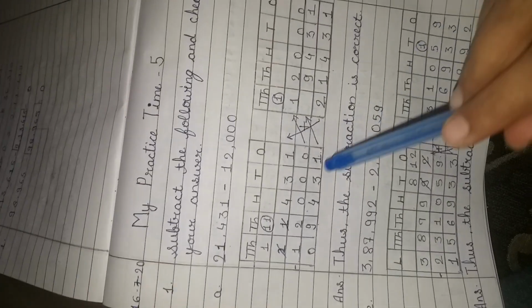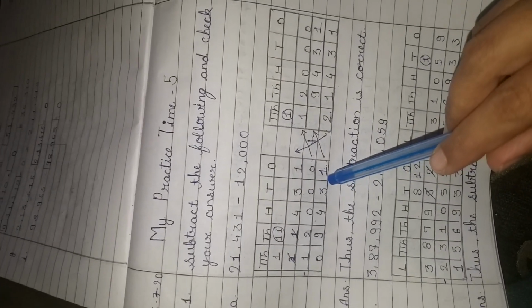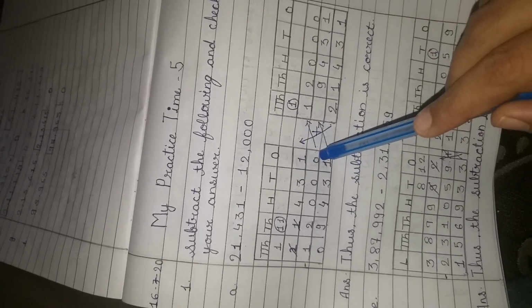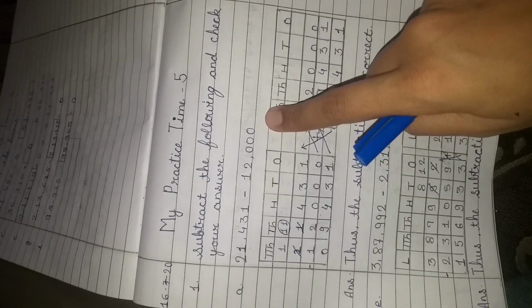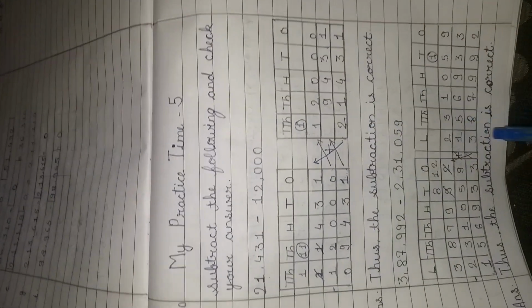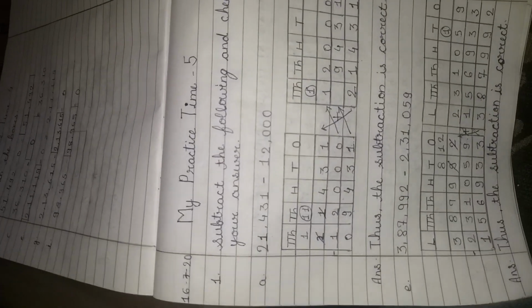So first of all we have to do the subtraction of two numbers and then we are going to add the difference of the two numbers plus the subtrahend. Subtrahend means second number. So here you can see that 12,000 is the second number. Here 2,31,059 is the second number. And here 7,93,456 is the second number. That means they are the subtrahend of the given examples.